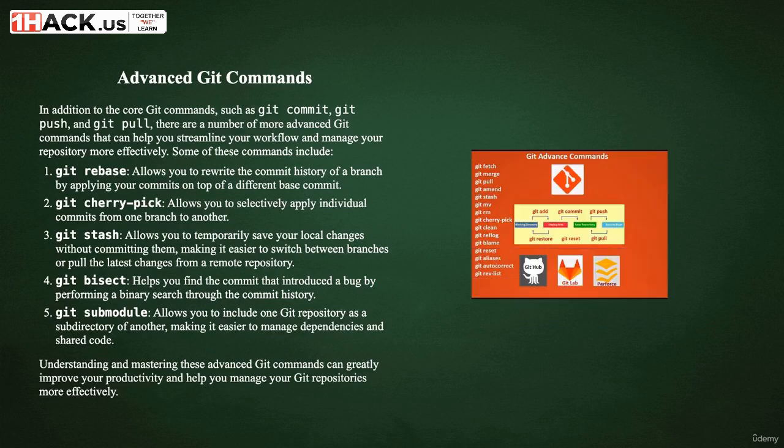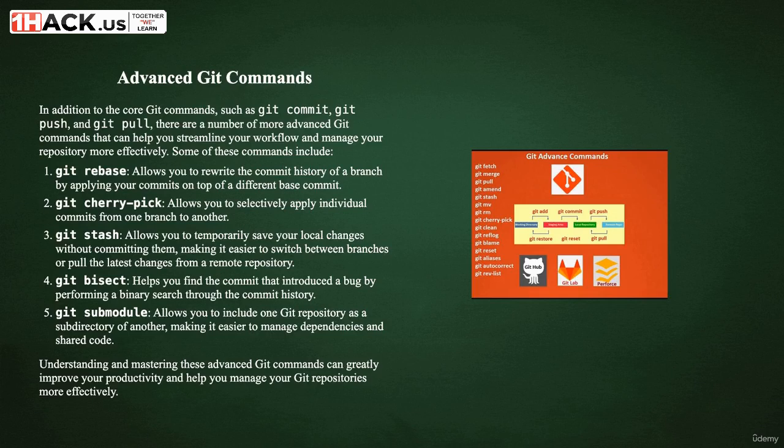In addition to the core Git commands, such as git commit, git push, and git pull, there are a number of more advanced Git commands that can help you streamline your workflow and manage your repository more effectively. One of these advanced commands is git rebase, which allows you to rewrite the commit history of a branch by applying your commits on top of a different base commit. This can be useful for cleaning up your commit history or integrating your changes with a different branch.